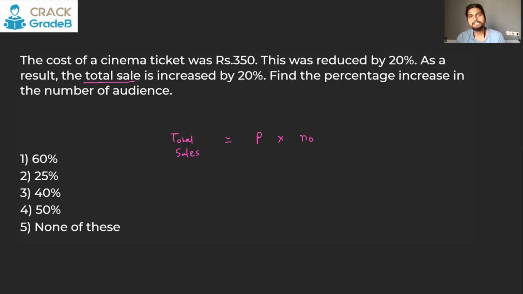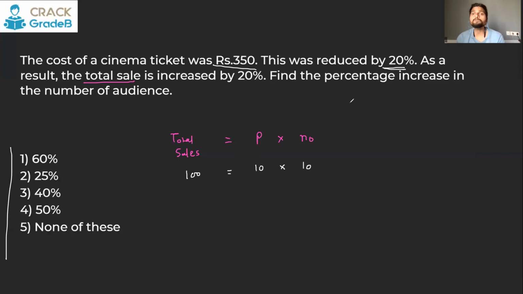Because the question is about the percentage, you don't have to go with their figure. You can just maintain your own figure that you like, a figure for which 20% you can easily calculate. So you can just say price was 10 initially and number of tickets were also 10 initially. So the total sales would be 10 into 10, 100.